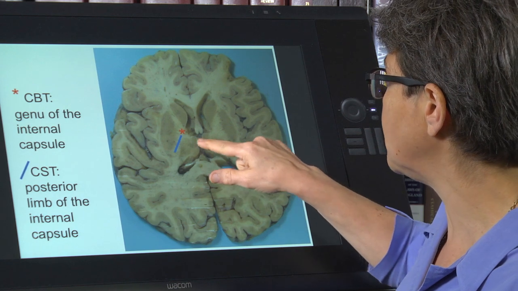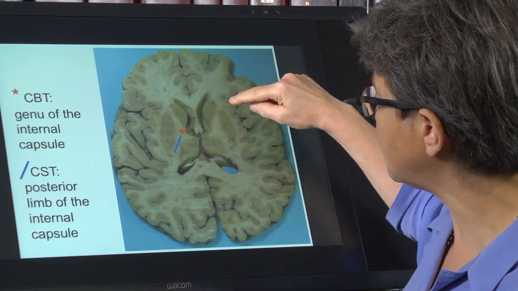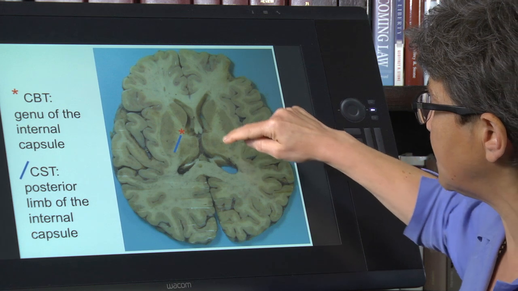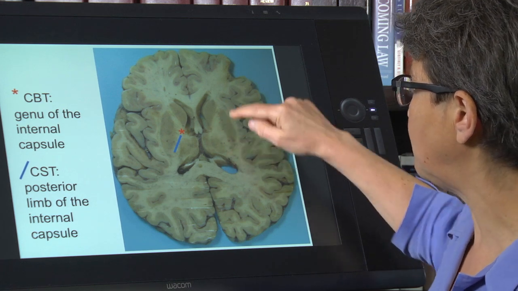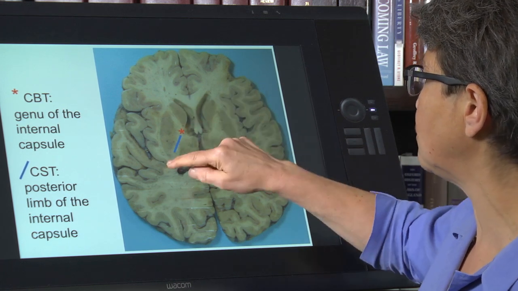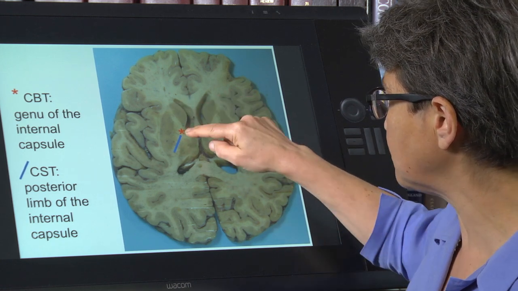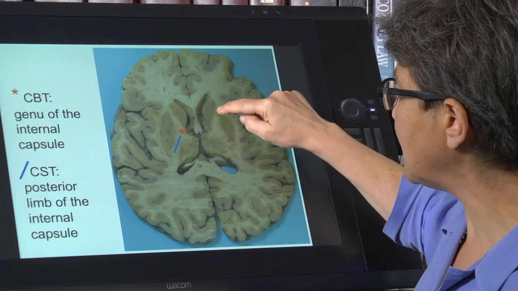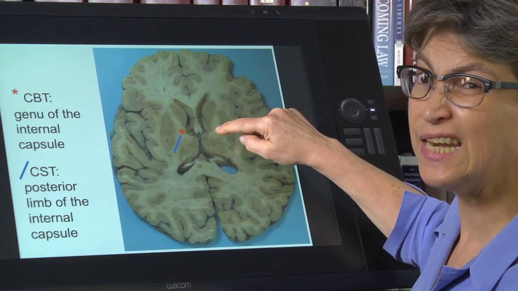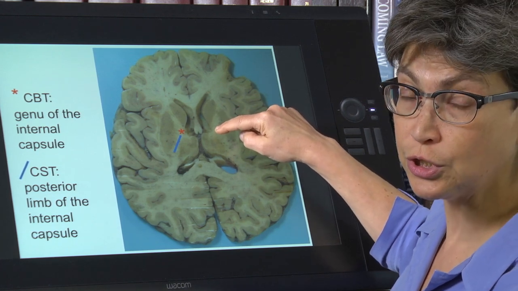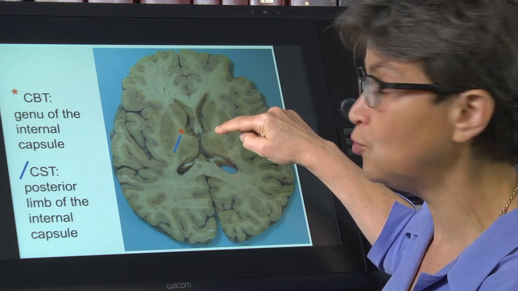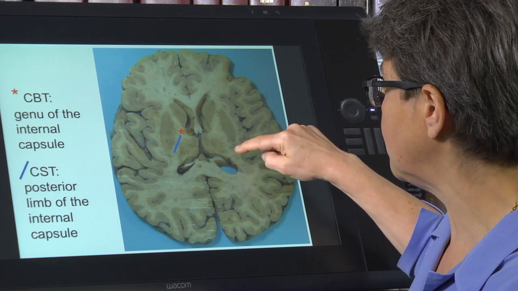And you see the thalamus right here. And you see that the internal capsule has this butterfly shape. It's as though it's a separated X. It's half of an X. Here's one internal capsule. Here's the other. This is the anterior limb. This is the knee, or genu, G-E-N-U, genu. And this is the posterior limb.